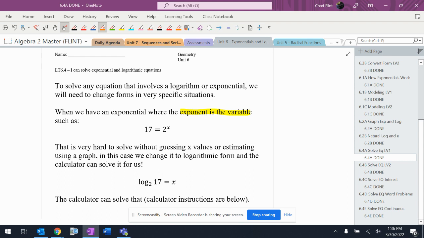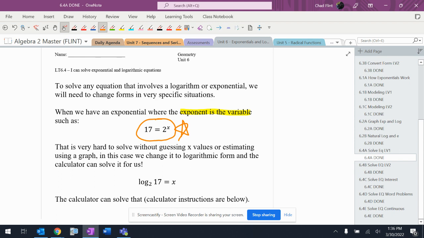We have to change the form when the exponent is the variable. Biggest thing, that's probably going to be 90% of your things where you have to solve it. If the exponent is the variable, I have to change it into a logarithm to actually solve it. How am I going to figure that out if I don't change it? I'm going to have to sit there and plug in 3 and 4 and 5 and then 4.2 and 3.8. And I don't want to do that.